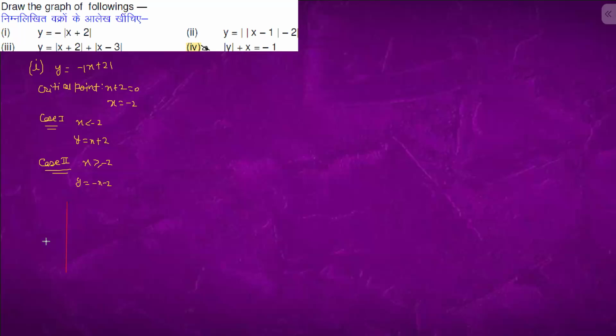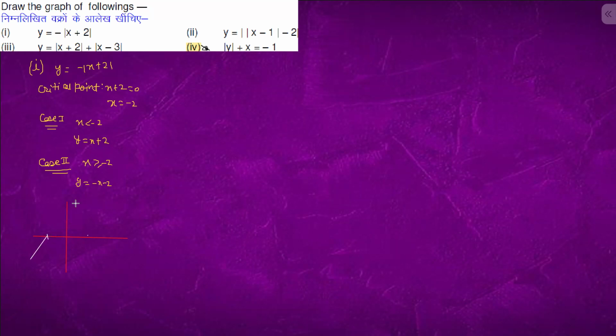So we'll draw the curve like this. It is saying that x is less than minus 2. So minus 2 is the only critical point. X is less than minus 2, so y equals x plus 2. So at x equals minus 2 it is 0, and this will go like this somewhere.